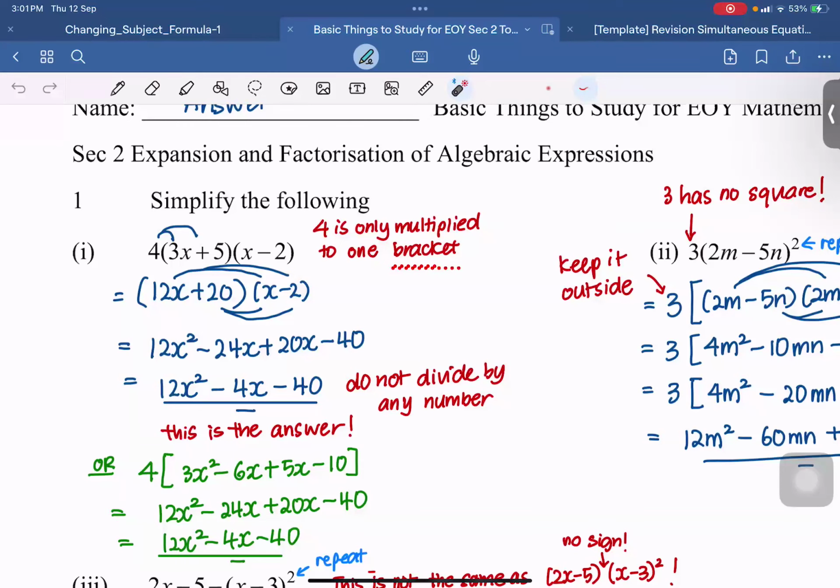No, cannot, okay? So you do not divide by any number, unless they put equal to 0, then you reduce the equation, then that's okay. If not, then you don't do so. When they say simplify, it means expand. Simplify, leave it like that. Don't do anything. Don't factorize, don't reduce or anything.